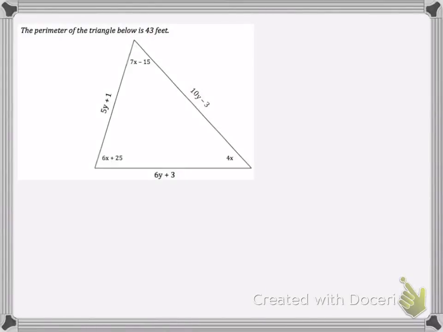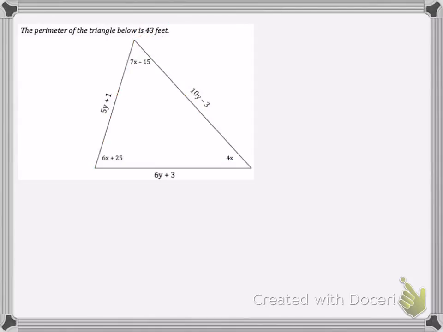I wanted to connect with you guys about the answer to this problem. There's actually two answers, one for each of the concepts that we just reviewed prior to the guided notes. The first concept is perimeter. As you know, you find the perimeter of any shape by adding up all the sides. So we're going to add up these three sides, and it's going to equal 43 feet, okay?